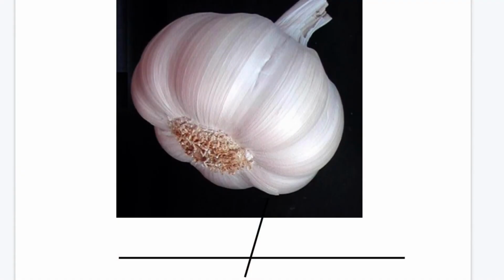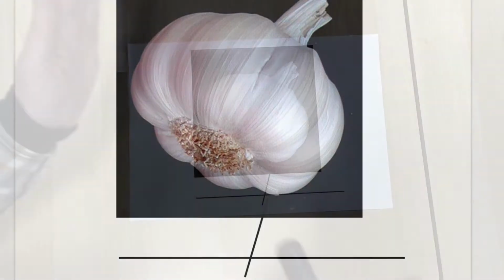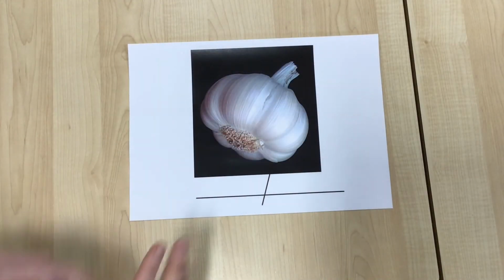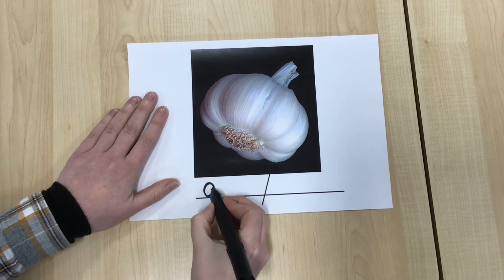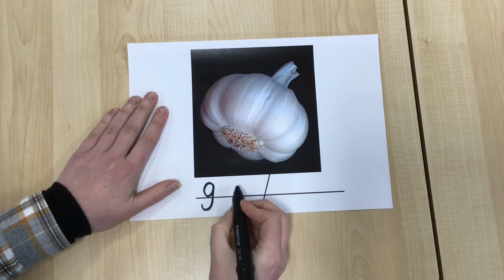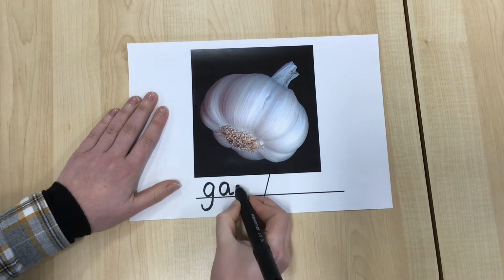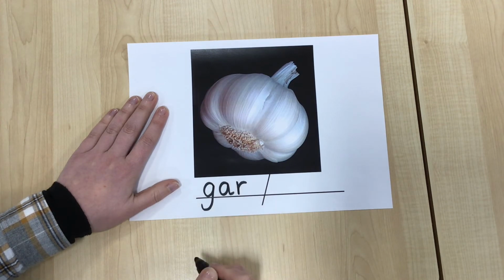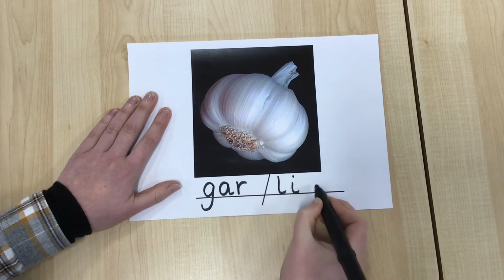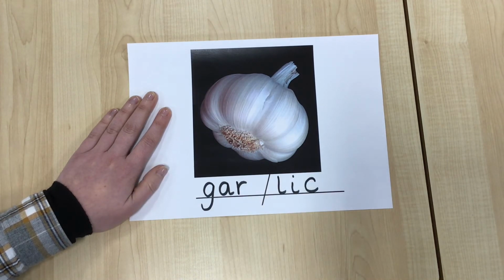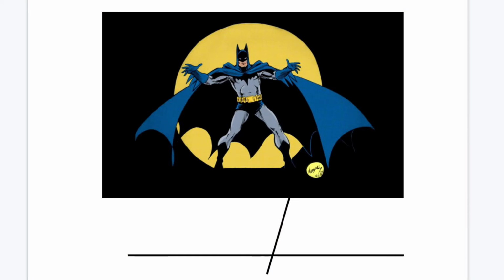On to the next word, and it's a clove of garlic. The word you're going to write is garlic. Chunk it and write down the two parts. Garlic. Okay, gar. G. It's a digraph. Gar. Lic. Garlic.